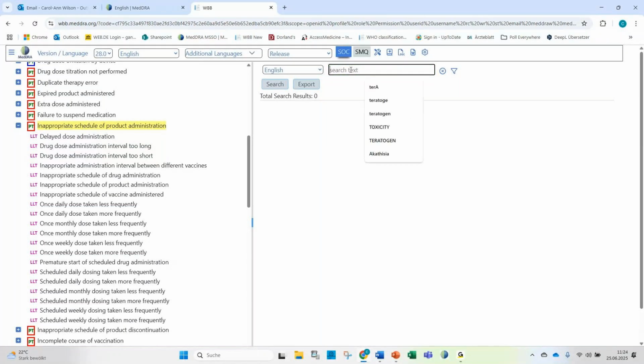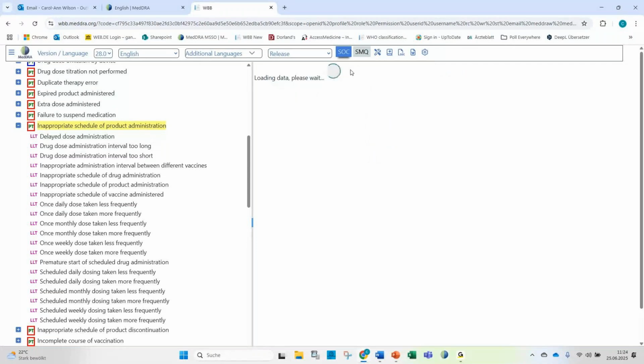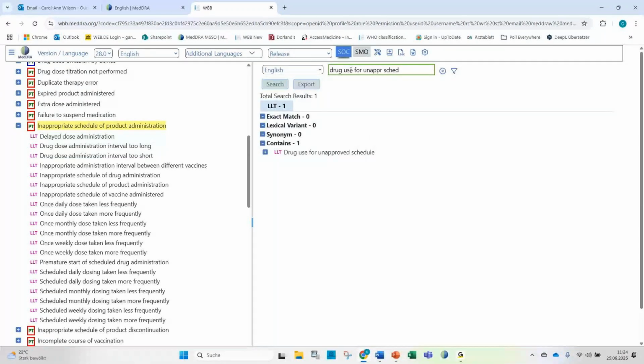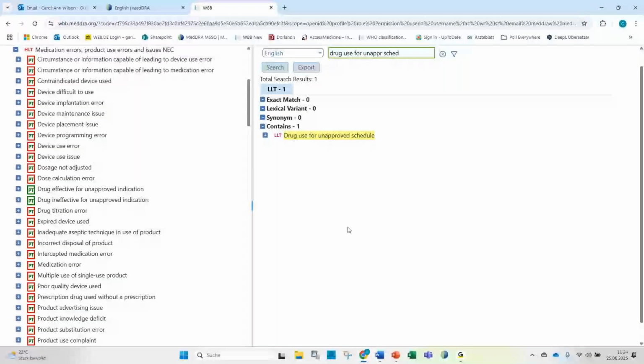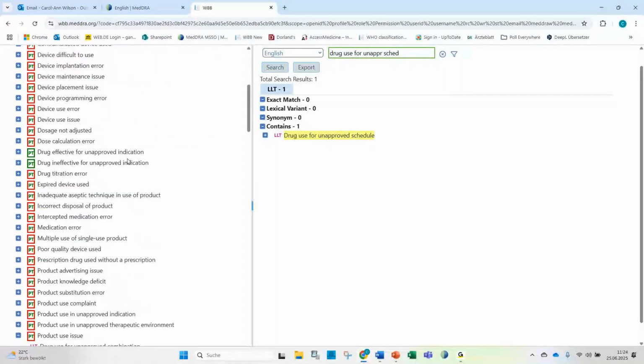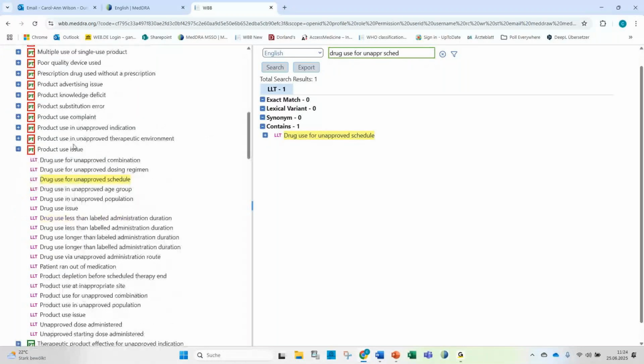If I look for drug use for unapproved schedule, here it is, and I right mouse click, go to browser, it will show the term in the hierarchy. It's grouped under product use issue, so a very vague term. That would not be appropriate because we know that it was an accidental dose omission. So drug use for unapproved schedule would be inappropriate.